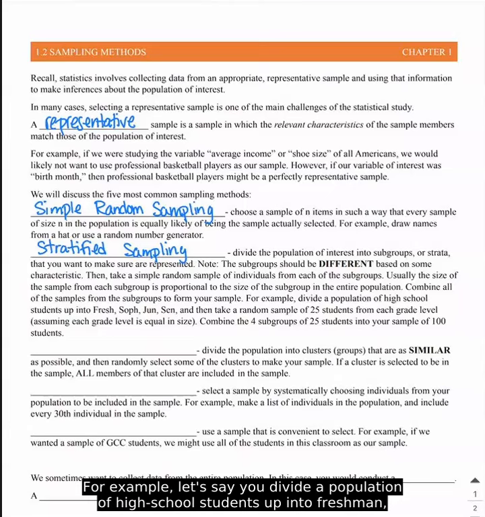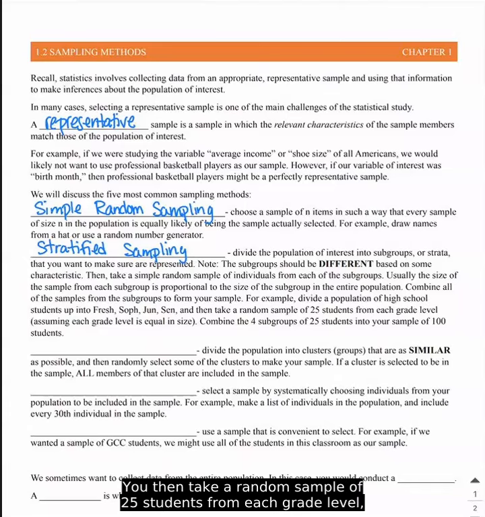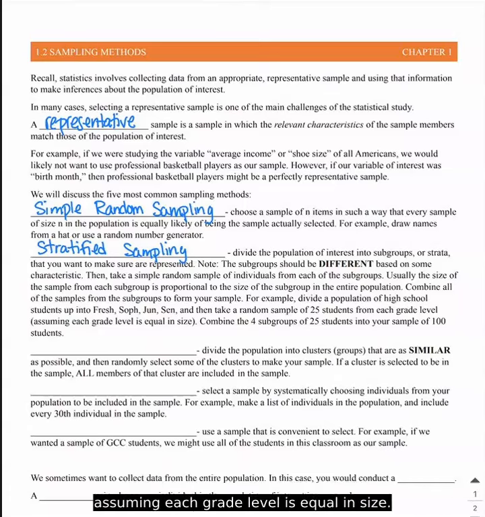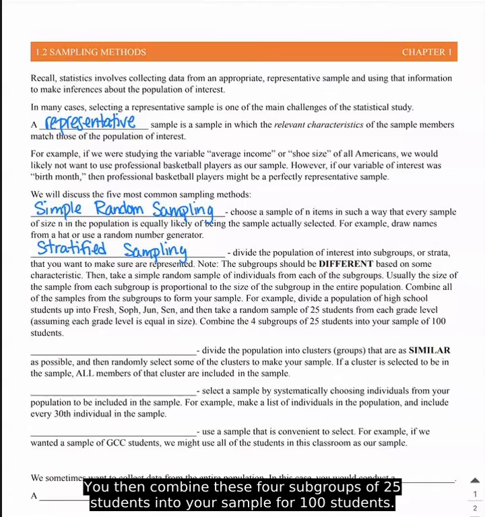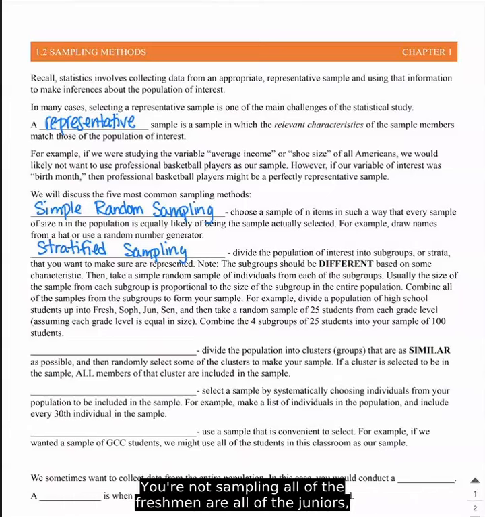So for example, let's say you divide a population of high school students up into freshmen, sophomores, juniors, and seniors. You then take a random sample of 25 students from each grade level, assuming each grade level is equal in size. You then combine these 4 subgroups of 25 students into your sample of 100 students. So the biggest thing with stratified sampling is you're taking a sample from each of the grade levels. You're not sampling all of the freshmen or all of the juniors, just a portion of them.